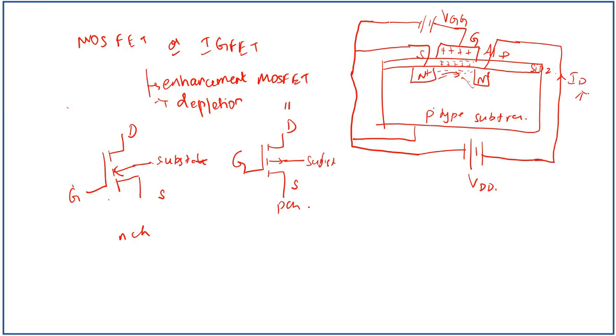The distance between the source and drain is 1 mil or 10 to the power minus 3 inch. This is called IGFET because of the insulated layer of SiO2.